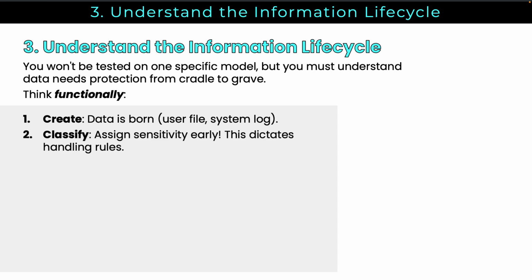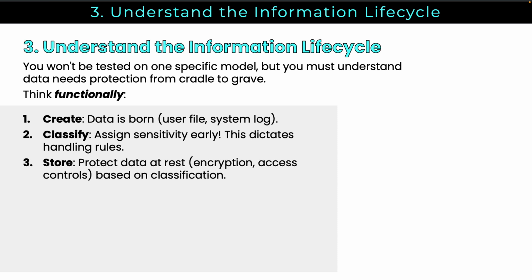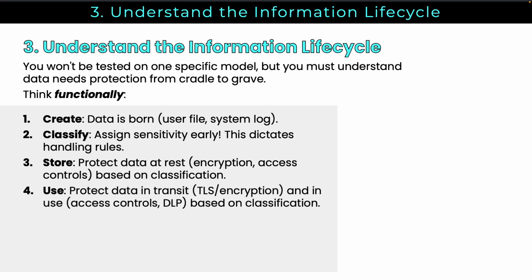As soon as that data is created, we want to classify. We assign sensitivity early because that dictates handling rules. We're going to store that data, and when we're storing data, we need to protect it at rest. That's encryption and access controls based on classification. When data is in use, such as in transit across the network, we're going to use TLS encryption, for example, or VPN perhaps.